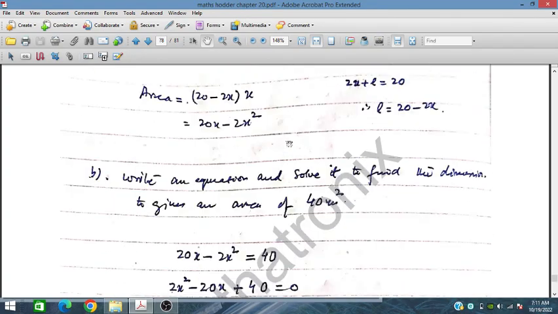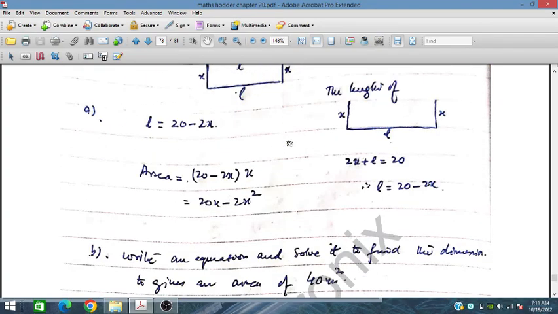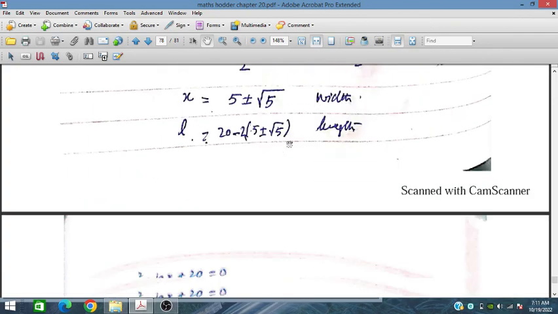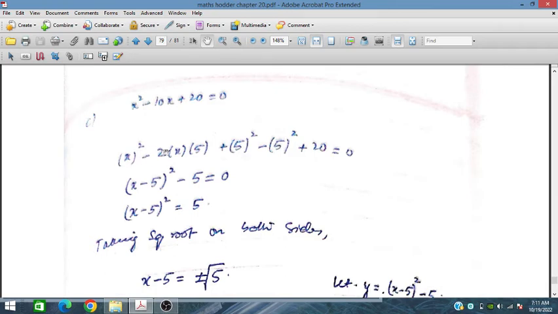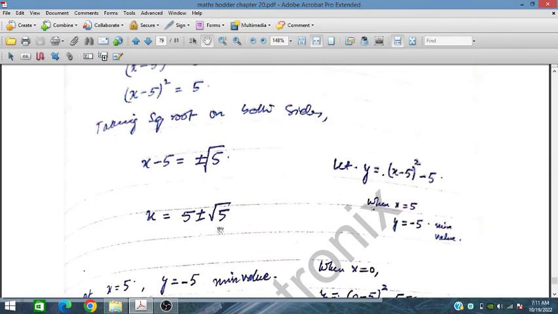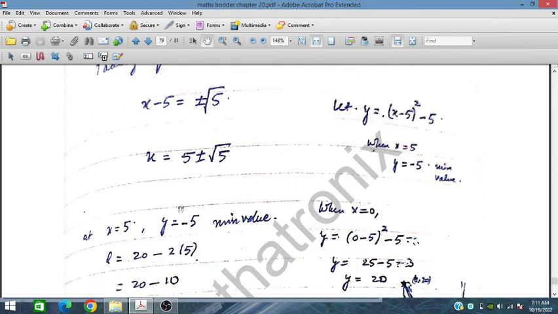So let's move to part B, part A, part B, and then part C. So we have to find the maximum area for this one. So this is x square. So we have this formula, and then we have this. So x is equal to 5 and y is equal to minus 3.